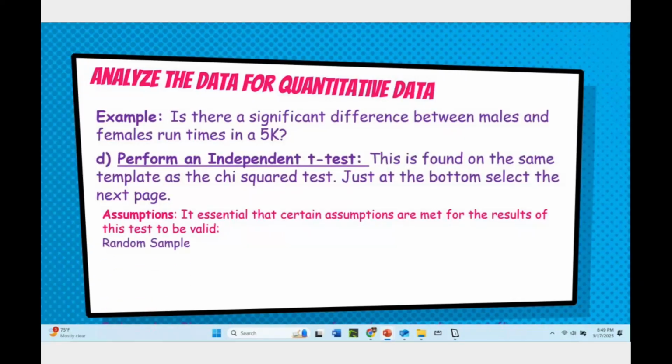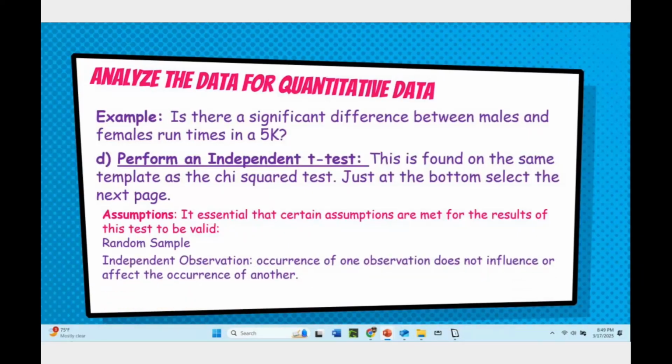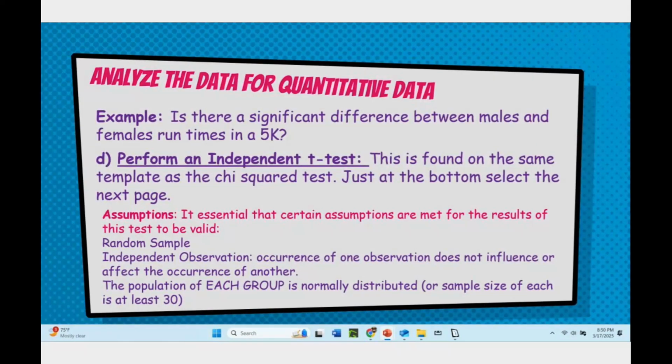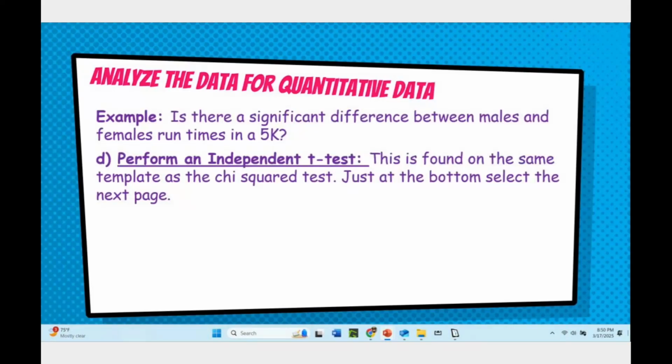So for one, we need to try whatever we can to make our sample random. Independent observation. This means that the occurrence of one observation does not influence or affect the occurrence of another. And then also the population of each group is normally distributed, or the sample size of each group is at least 30. So we need to make sure that that happens. So in this case, males and females, run times of 5K. We need to make sure that we have at least 30 for males and at least 30 for females.